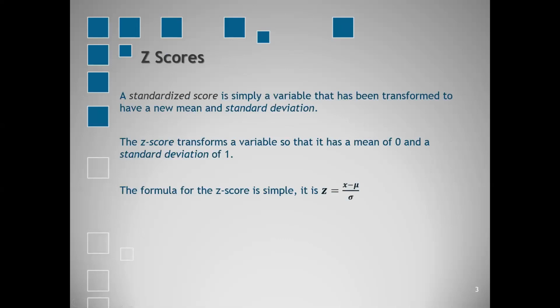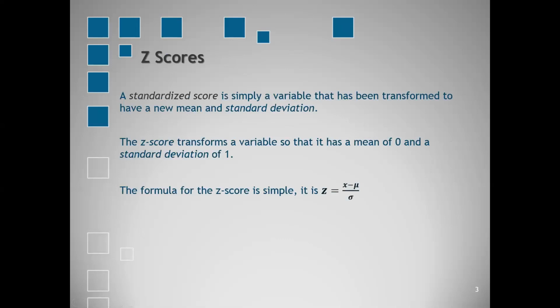Finally, and this is not obvious yet, the z-score is one of the cornerstones of inferential statistics. We will cover this in later slides. The formula for a z-score is simple. It is simply an individual score minus the mean divided by the standard deviation.